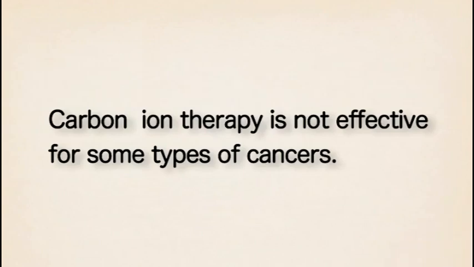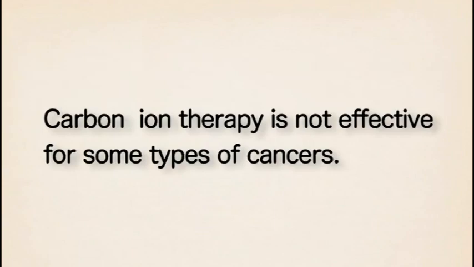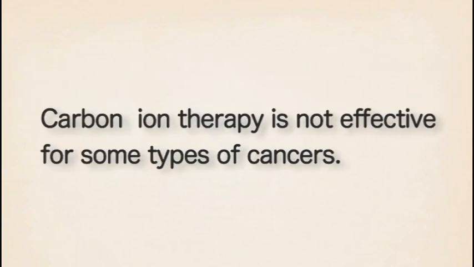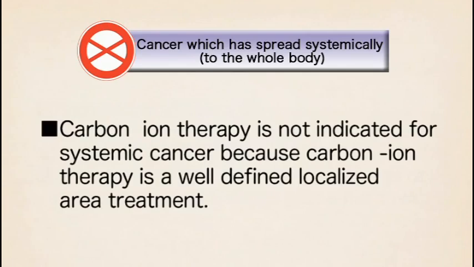Although carbon ion radiotherapy is an excellent treatment, it is not effective against all types of cancers. In cases of hematological cancers, such as leukemia, systemic therapy like chemotherapy using anti-cancer drugs is more effective than carbon-ion radiotherapy because such cancers do not present a clear target. Carbon-ion radiotherapy is not effective for systemic cancers because it requires a well-defined localized target.